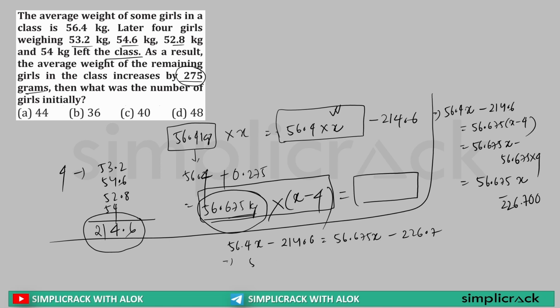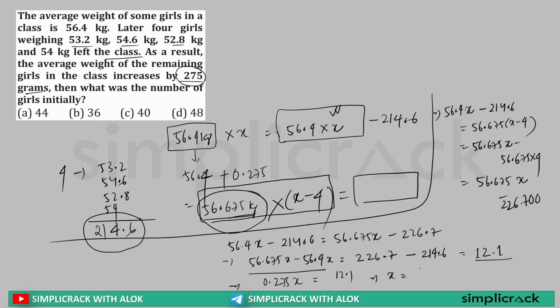Now this can be written as, sir, 56.675x minus 56.4x is equal to 226.7 minus 214.6. What is this value? Sir, 7 minus 6 is equal to 1. Sir, 6 minus 4 is equal to 2. Sir, 2 minus 1 is equal to 1. Sir, 2 plus 0. So this difference is equal to what? 12.1. Sir, if I take out this value, what will be, sir? 56.675 minus this is equal to, sir, 0.275. So 0.275x is equal to, sir, 12.1.